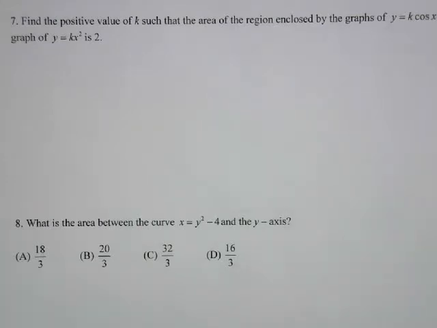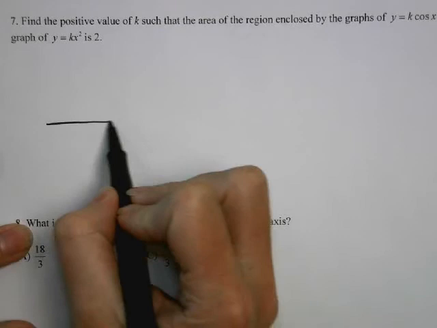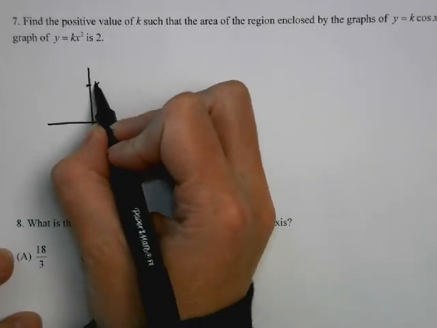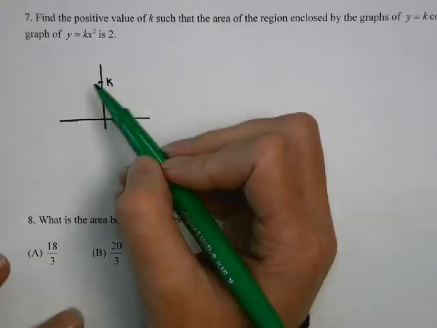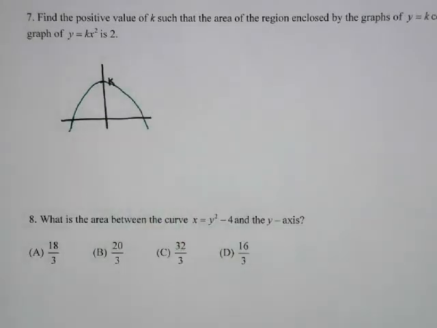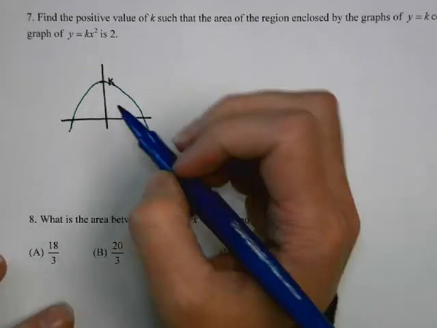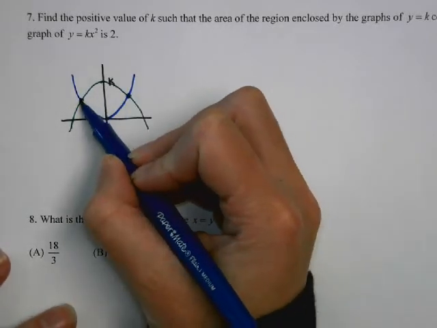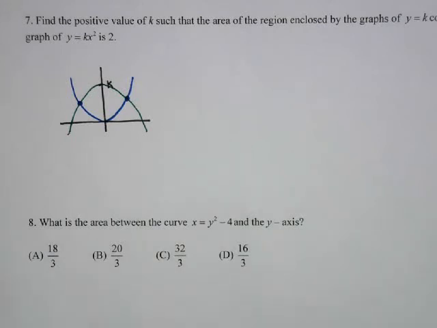Alright, so we're going to find the positive value of k such that the area of the region enclosed by the graphs of y equals k cosine of x and the graph of k x squared is 2. So again, we're going to have an equation involving integrals. So I don't know what the k is, so I'm just going to draw a general graph. K cosine x is going to look something like that. And then k x squared is just going to be a parabola. So we want this area here to be 2.